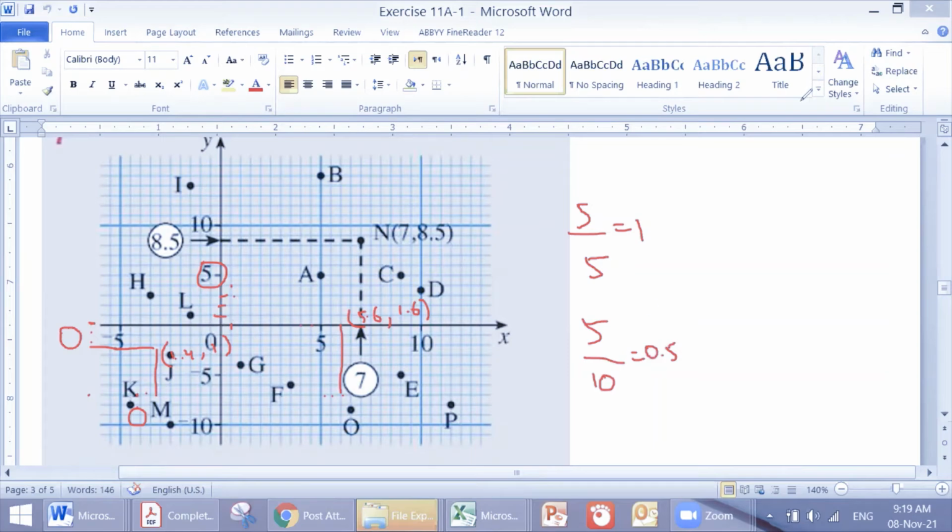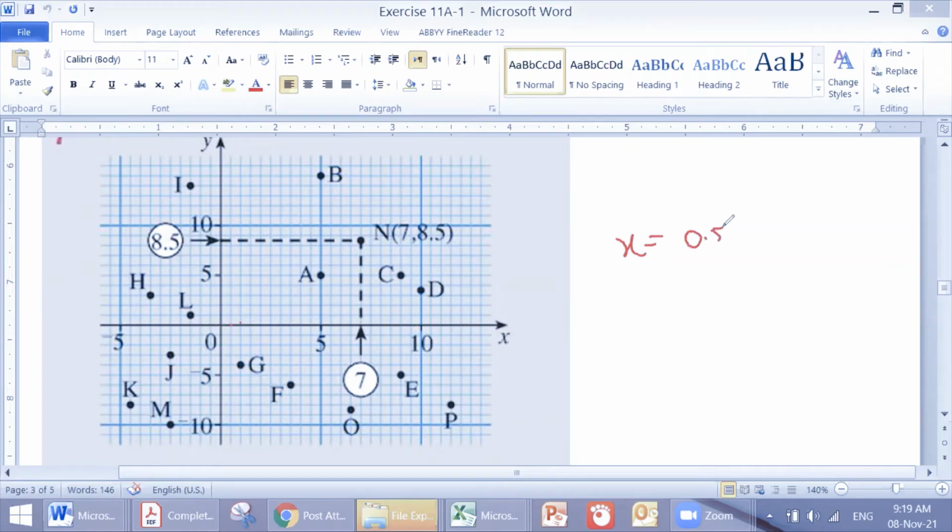Yes, this one is a little complicated, but you have to do the practice, more and more. Okay, so this one is 0.5 on the x-axis. And on the y-axis, one small division is exactly 1. So it will be 0.5, 1, 1.5, 2, 2.5, 3, 3.5, 4, 4.5, and then this is 5. Okay.